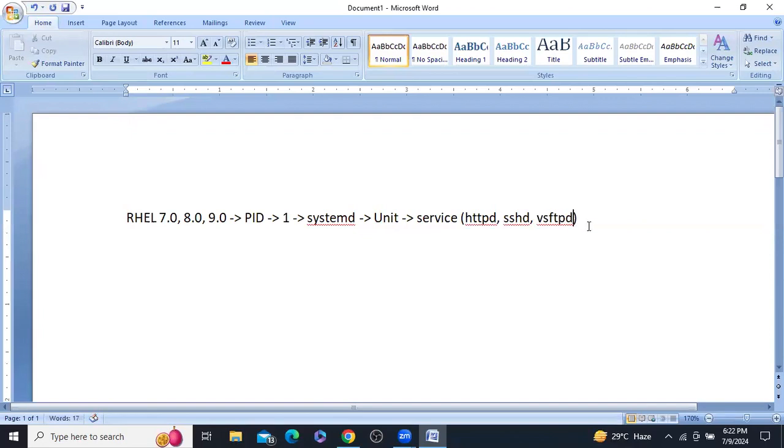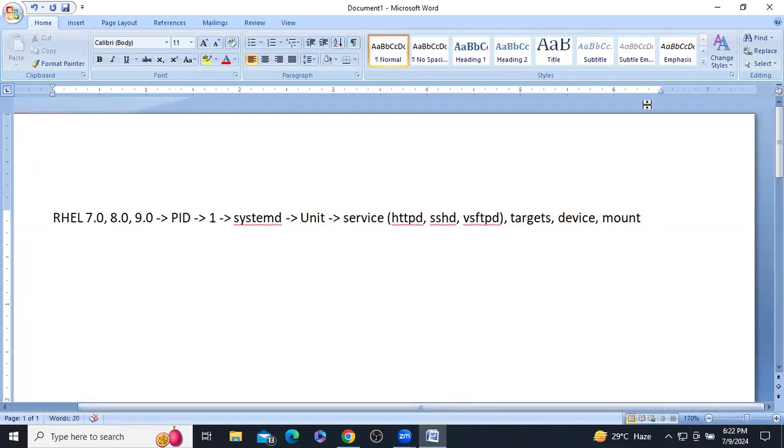It may be services. It may be targets. It may be mount points. It may be devices. Devices, mount points. I hope you got it, guys. Those all come under systemd units. I hope you got it, guys. Yes, no, right? Clear?